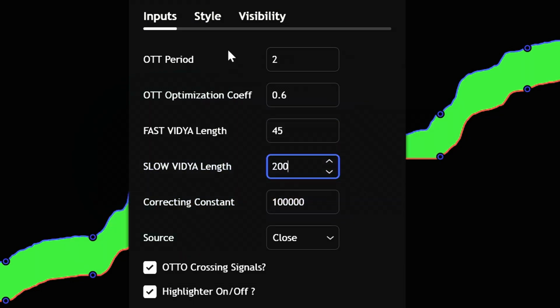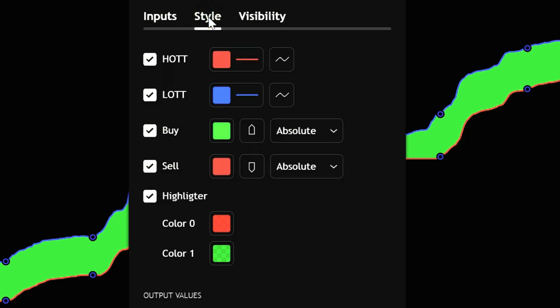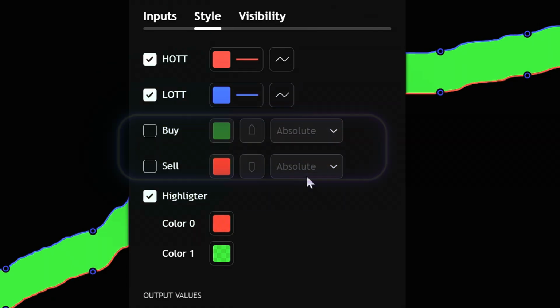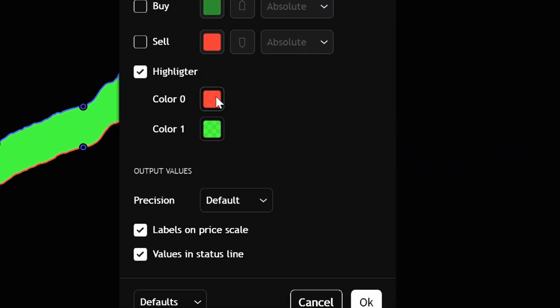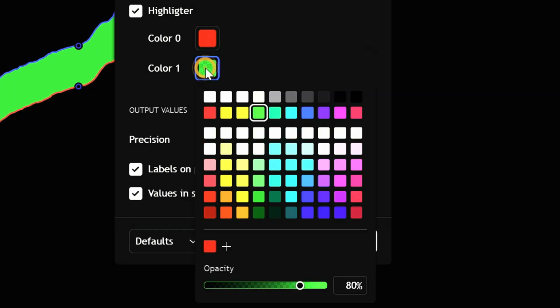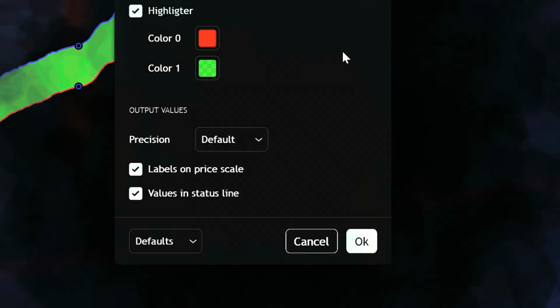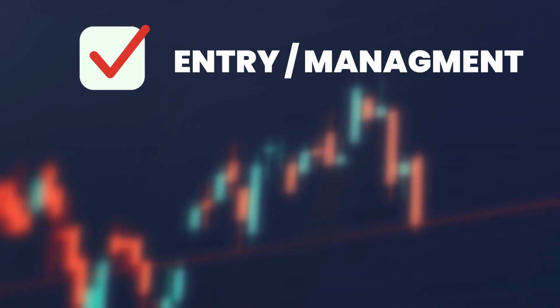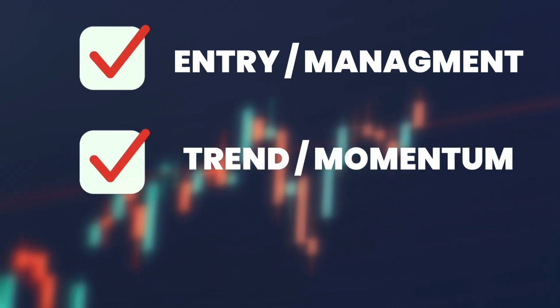Then to keep my chart clean, I make sure to turn off any signal plots, and all I want is the ribbon at the bottom, nice and clean, either green or red. So now we have two distinct components. One tool for the potential entry and trade management, and a second tool for our trend and momentum filter.